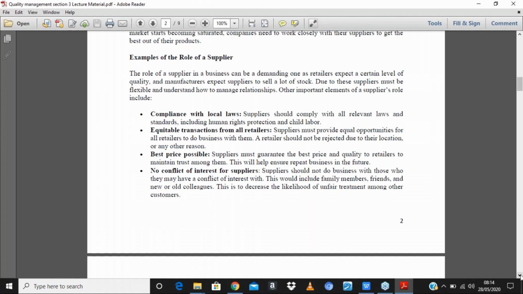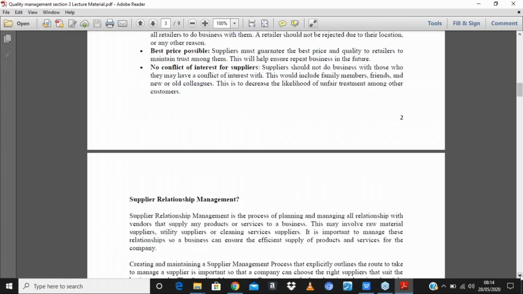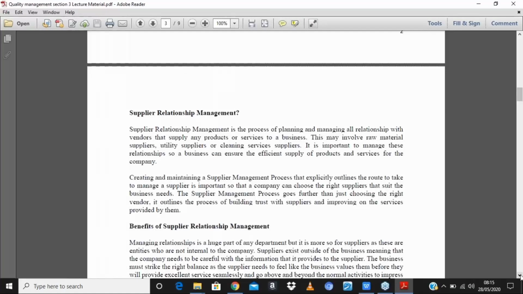If you are a supplier. Now, let's look at supplier relationship management, which is the process of planning and managing all the relationships with the suppliers that supply any product or service. This may involve raw materials, things like services, light, water, which are all called utilities. So the efficient supply of product and services, as the case may be.